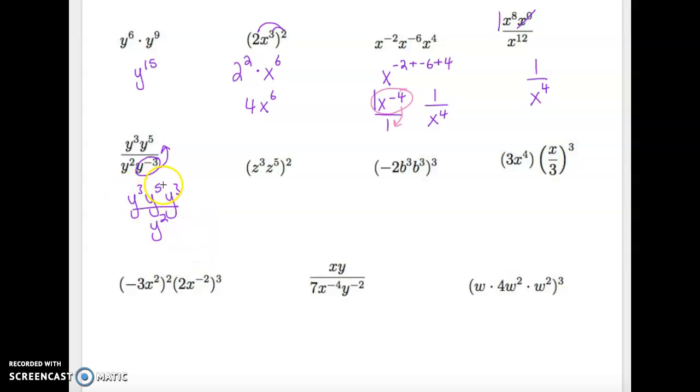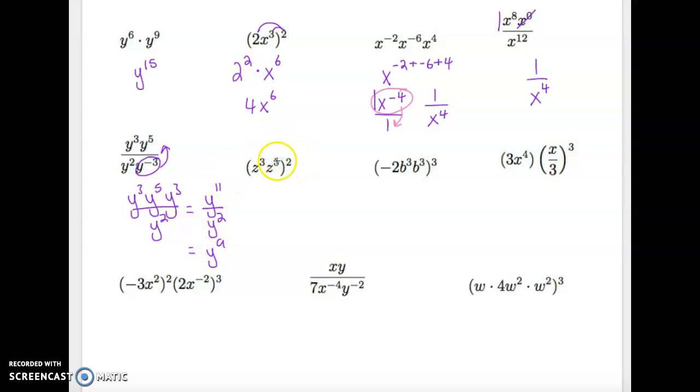Y cubed times y to the 5th times y cubed would give me y to the 11th on top over y squared. So then where do I have more y's? On top. How many more? 9. So I'll be left with just y to the 9th. If you want to write over 1, feel free, but you don't need to.